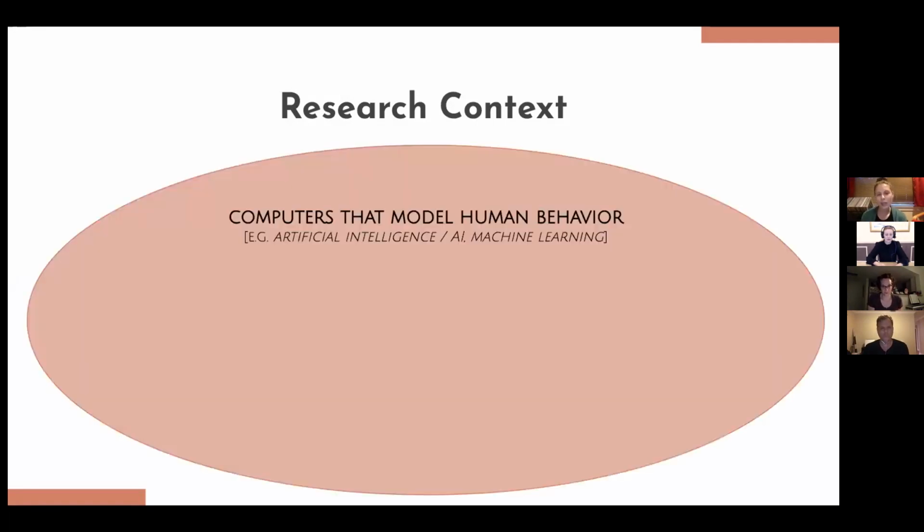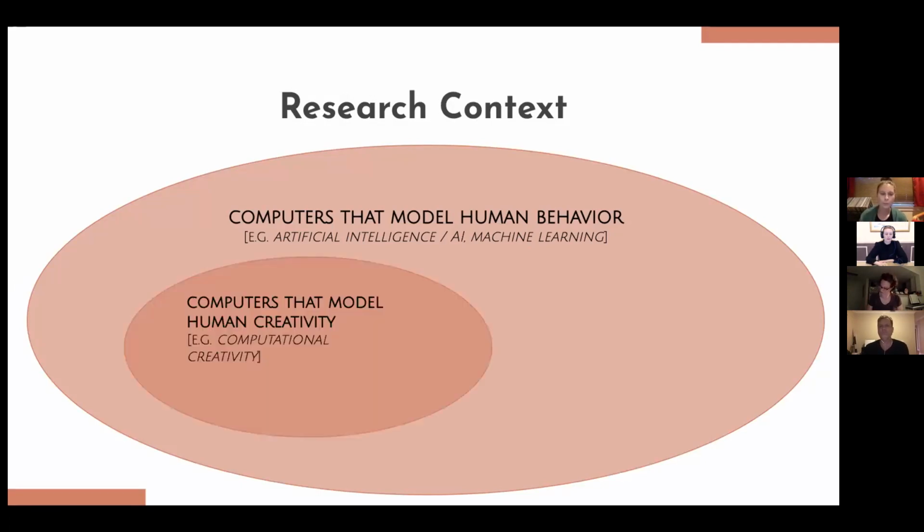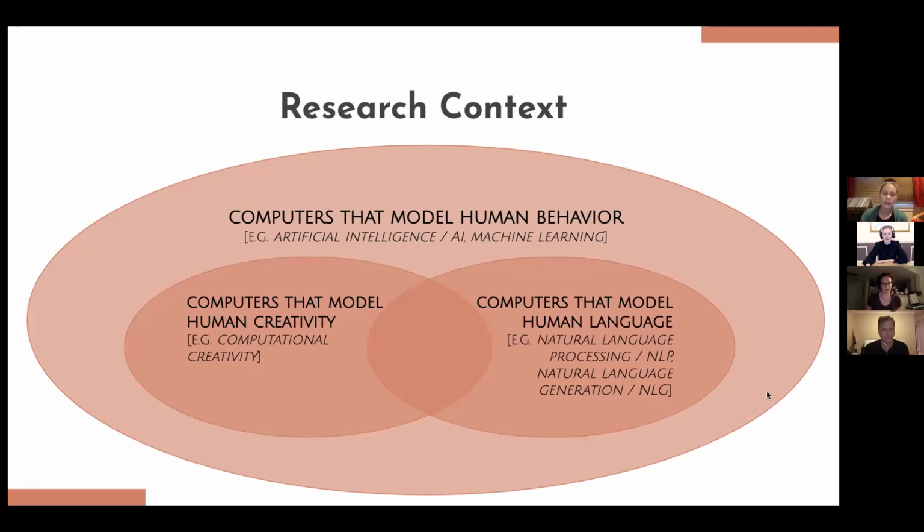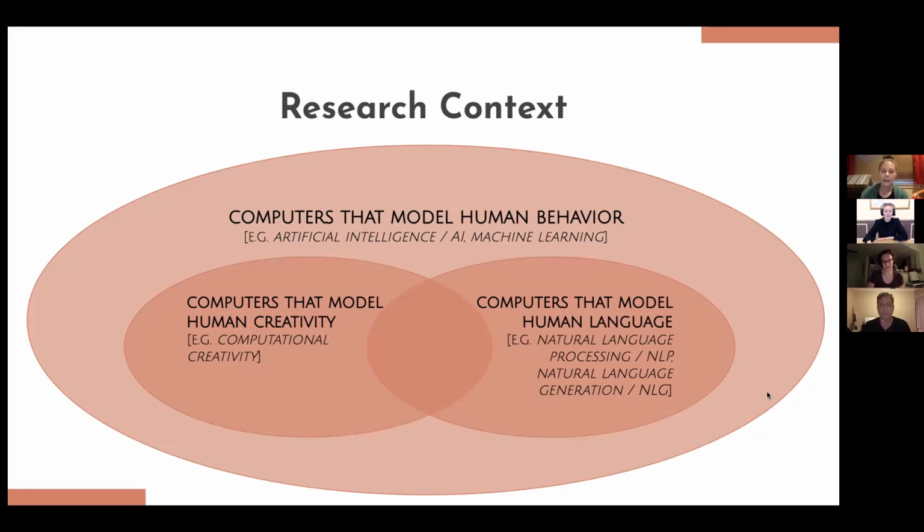So computers that model human behavior, that is a general definition for artificial intelligence or AI. And also you might hear the term machine learning associated with this. Machine learning, in the context of this talk, you can just think about as a particular approach to AI. So computers that model human creativity, that often goes by the name of computational creativity. And then computers that model human language, this is often referred to as natural language processing or NLP.